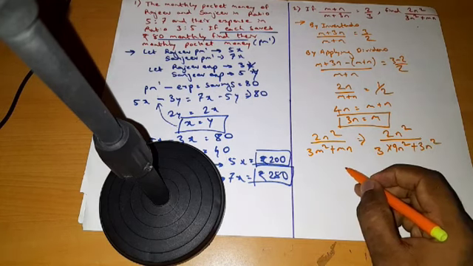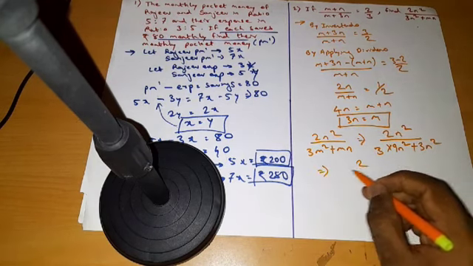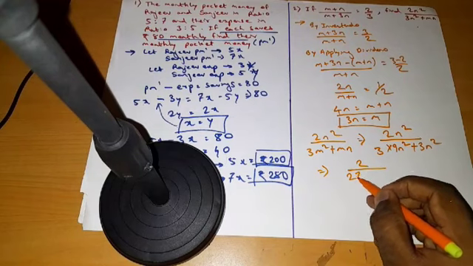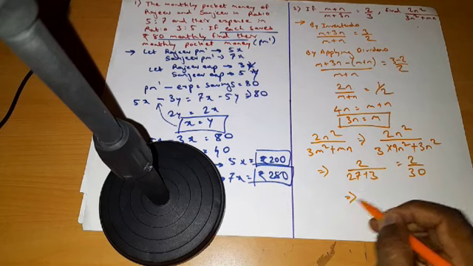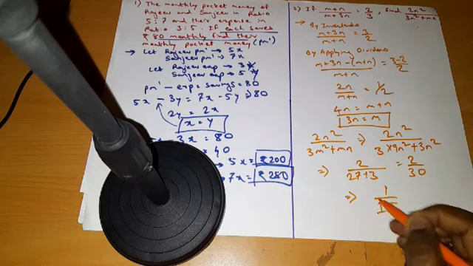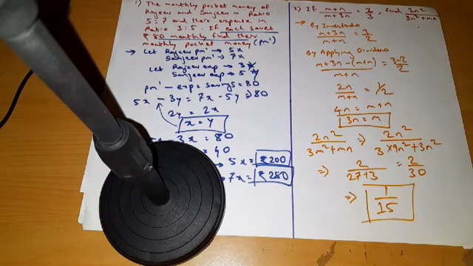We will take common, n square will get cancelled. 2 upon 3 into 9, 27 plus 3 means 2 upon 30, which is equal to 1 by 15. Very simple. It might be asked in a 1 mark MCQ or 2 mark MCQ. Might be. Or if it comes in a 3 or 4 marks question, you are very lucky.